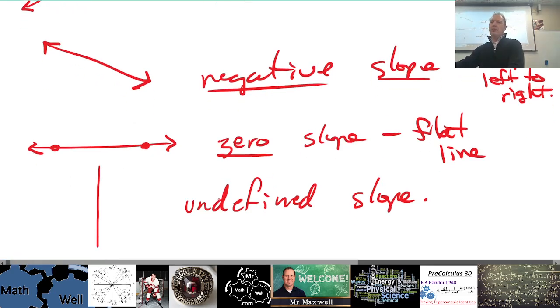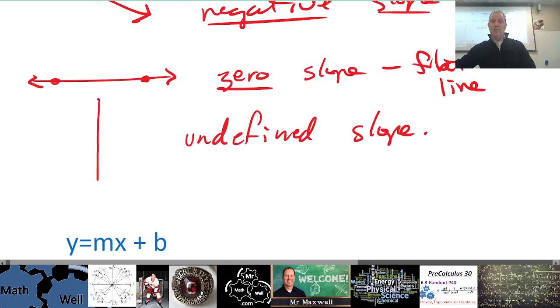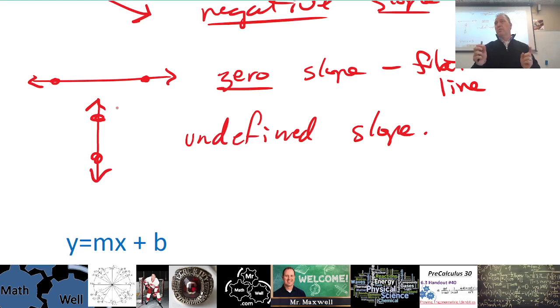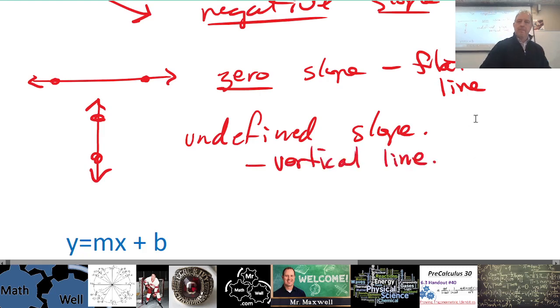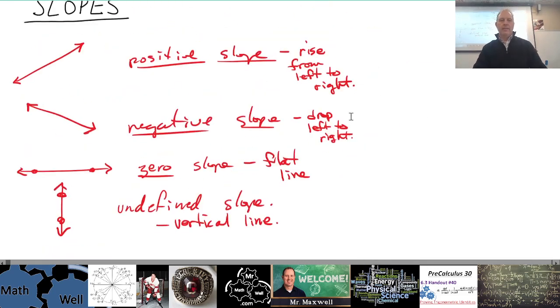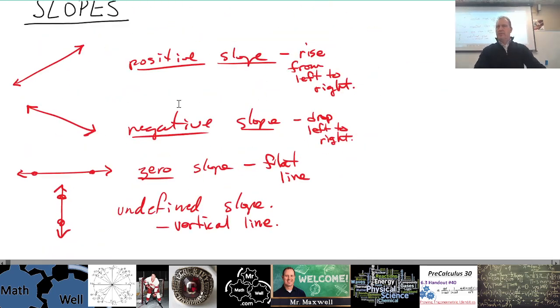Now, the problem comes when we have a vertical line. That's a problem. This slope is undefined. Why? Because we would have a given rise, but then we would be dividing by a run of 0. So dividing by 0 is a problem. So a vertical line is undefined slope. Okay, so that's for a vertical line. All right, you understand that? The slopes there, you get that? Positive, negative, 0, undefined? Okay.